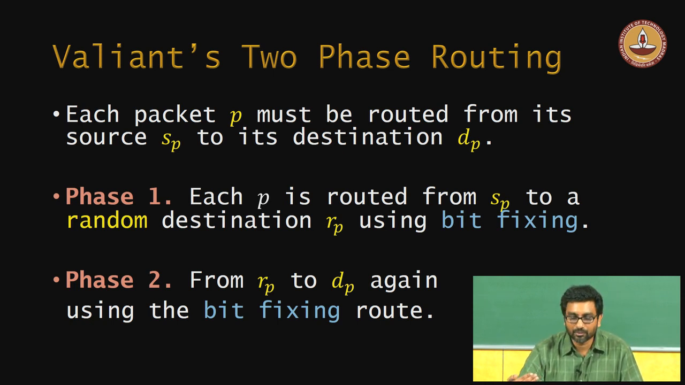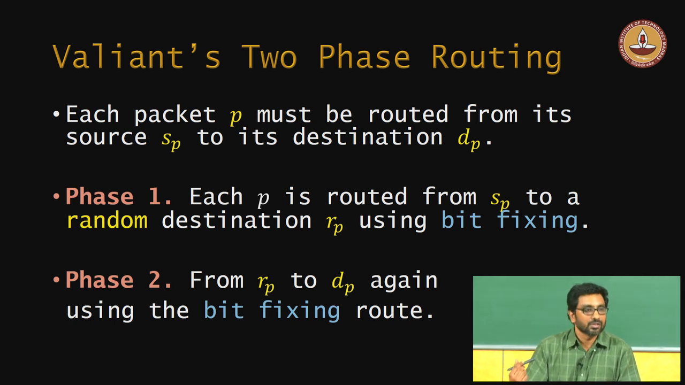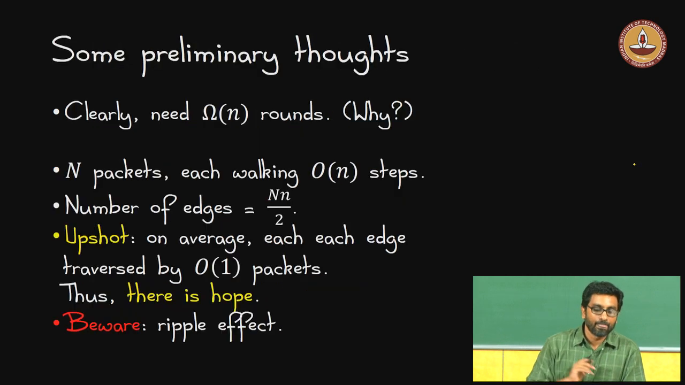This randomized algorithm goes through two phases in which the packet goes from the starting node to a random destination using bit fixing, and then from that random destination to the final destination again using bit fixing. So, these are the two phases, and this algorithm we claim has the nice property that it terminates in O of n rounds with high probability. So, now we are ready for the analysis.